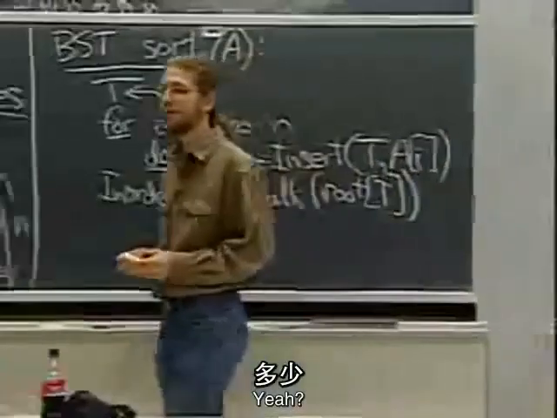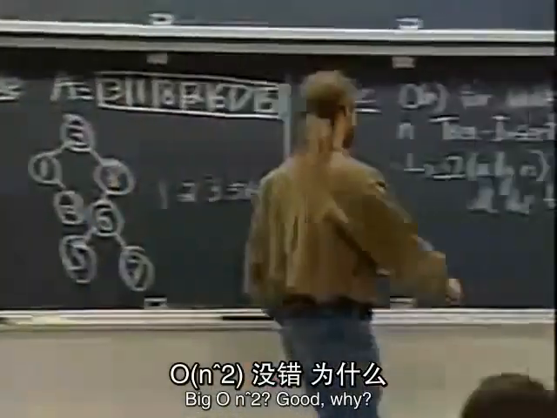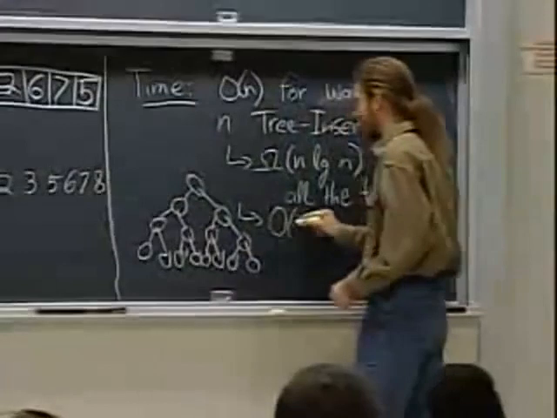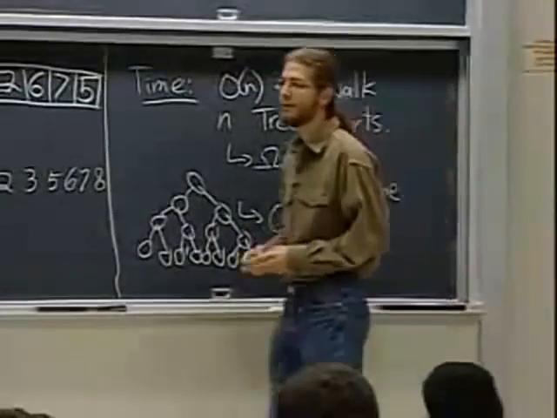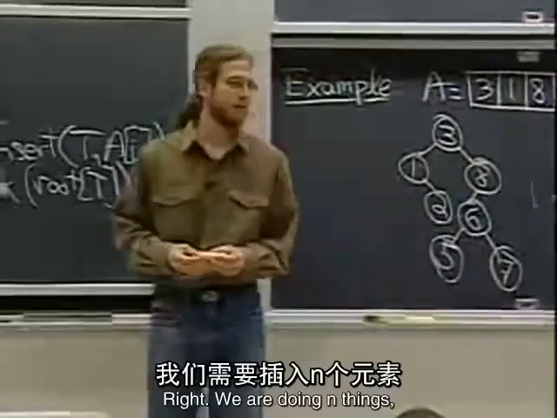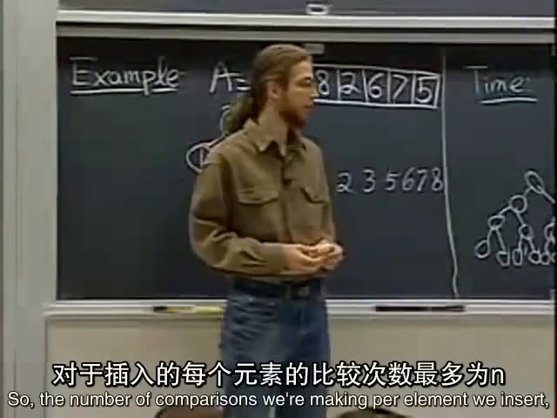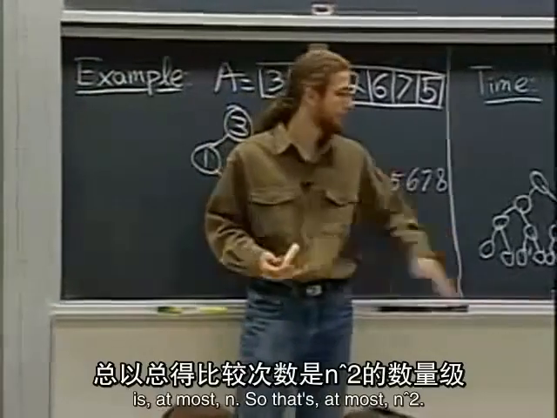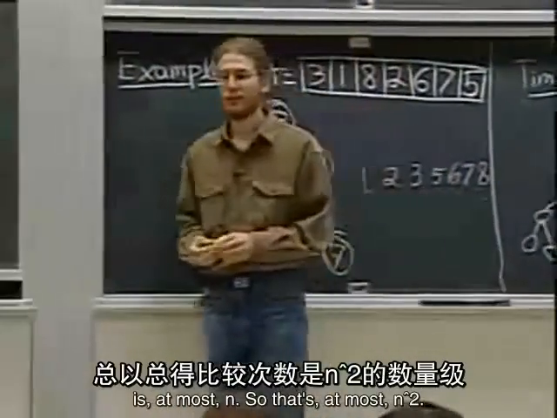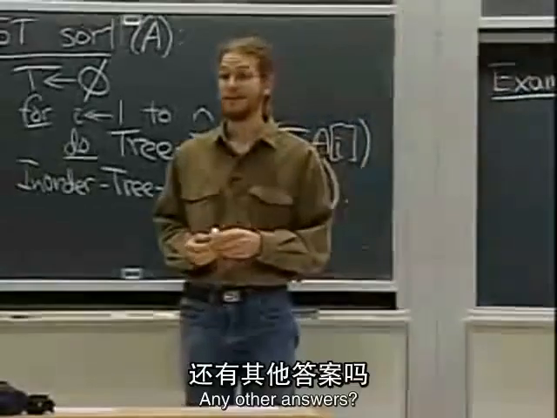Yeah. Big O n squared. Big O n squared. Good. Why? Because you're doing n things, and each of them is big O of n because that's how many are in the tree. Right. We're doing n things, and each node has depth at most n. So the number of comparisons we're making per element we insert is at most n. So that's at most n squared. Any other answers?